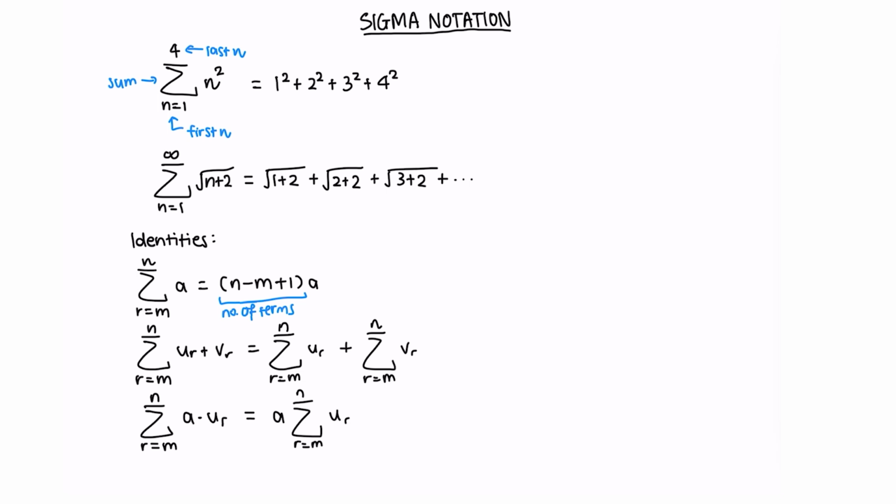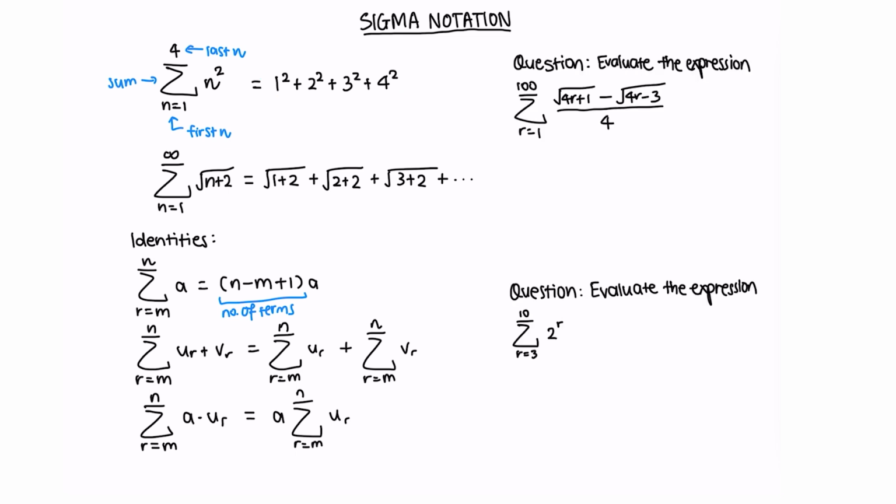Next, since this whole thing is a sum, if we're summing up two different functions or two different expressions, then we can just separate these expressions. And the final one is if there's a multiplicative constant inside the sigma notation, for example, 2n squared here, this is just going to be equal to 2 times the entire thing. This makes sense, right? Now let's move on to the questions.